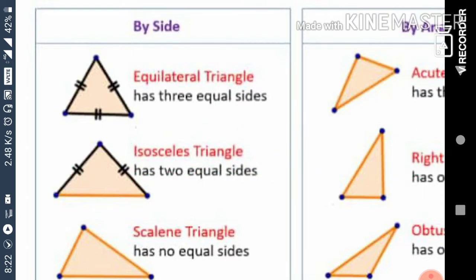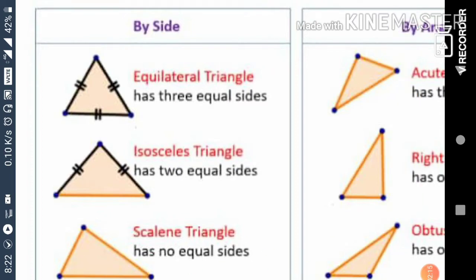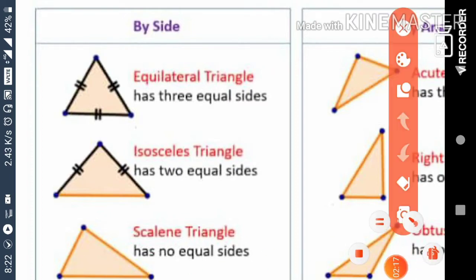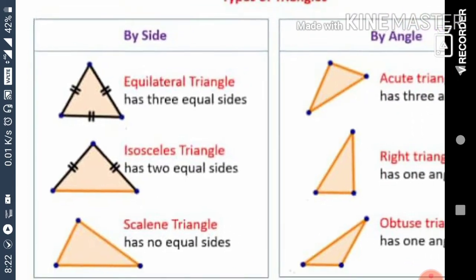Then comes the scalene triangle. A scalene triangle is a triangle where no sides are equal. These are not equal to each other. It means one can be 2, another can be 3, and the third can be 4 centimeters. So here all three sides are different. That is called a scalene triangle. So this is on the basis of side.